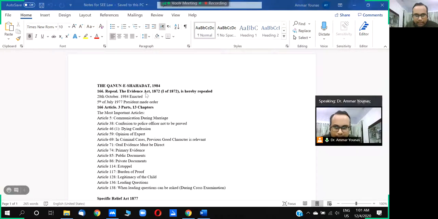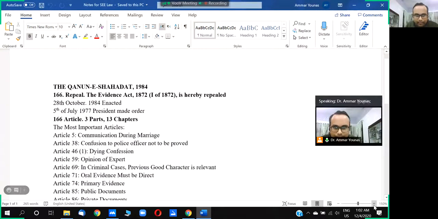So there are some important articles in this law, and the most important thing is that you have to memorize when this law was passed and when it was enacted or came into force. So usually this information is given in the beginning of any act which you will study. And then the second information which is important is how many articles, parts, or chapters or sections are there. As you can see, this is about Qanoon-e-Shahadat. I have written when it was passed and when it was enacted, and how many articles, parts, and chapters are there. And then I would write the most important articles.